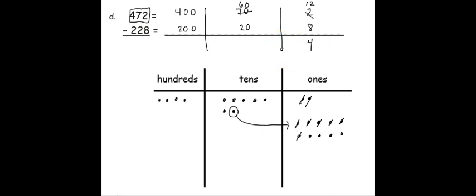In the tens place, I have 6 tens or 60. I need to subtract 2 tens or 20. I'm going to cross off 2 dots, and that leaves me with 4 tens or 40. And in my hundreds place, I need to subtract 200, which would be 2 dots, and that leaves me with 200. Combine those 3 answers, and I get 244. So 472 minus 228 is 244.